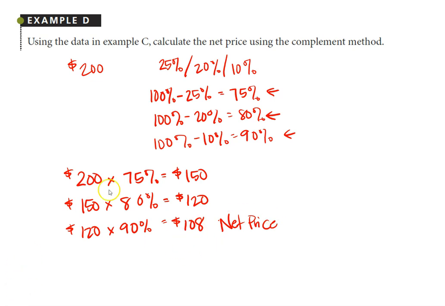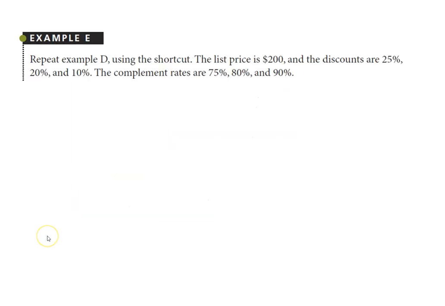And so both of the examples, both in example C and D, were a little bit long to do, but there is actually a quicker way to do this. And so let's take a look at how we can. So it says repeating example D. This time we're going to use the shortcut method. And so this is the complement shortcut method.